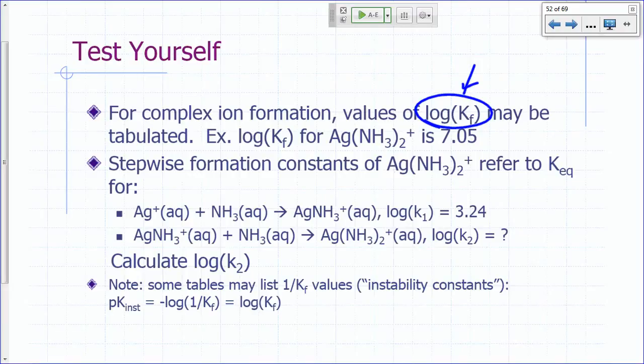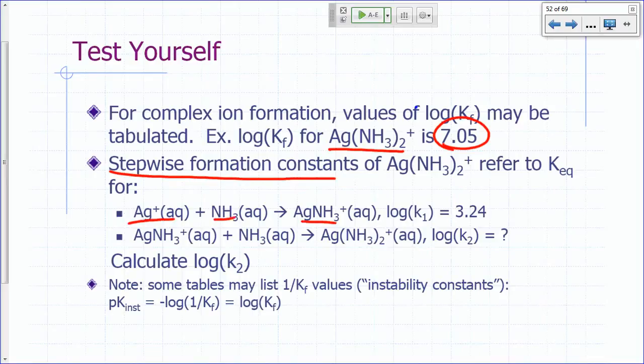For example, the log KF for the silver ammine complex, Ag(NH3)2 with a positive 1 charge. If you look it up, you'll find that to be 7.05. You can also look up what are known as stepwise formation constants for this complex ion. The first step is you just pick up one ammonia, and you can look up the log of the equilibrium constant for that to be 3.24.